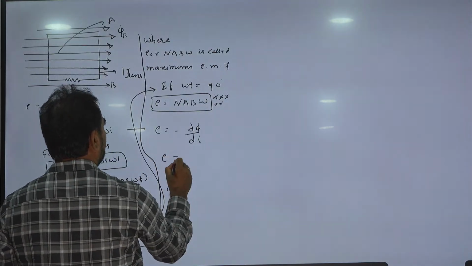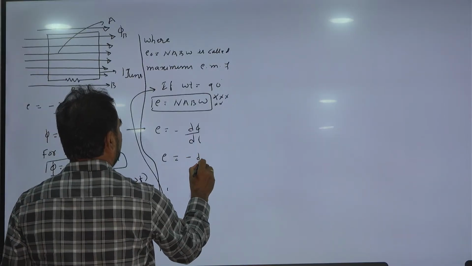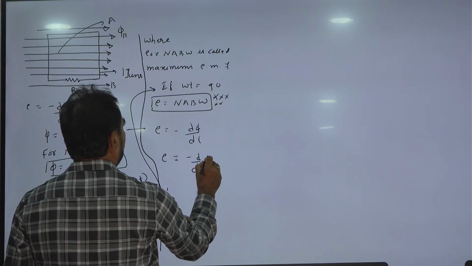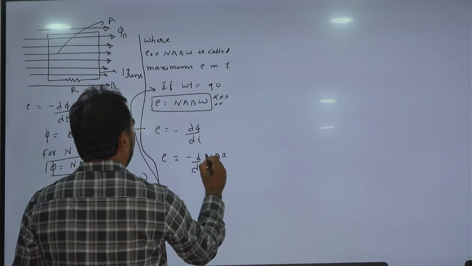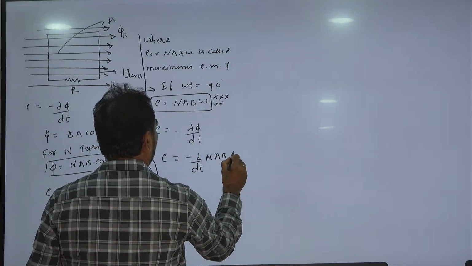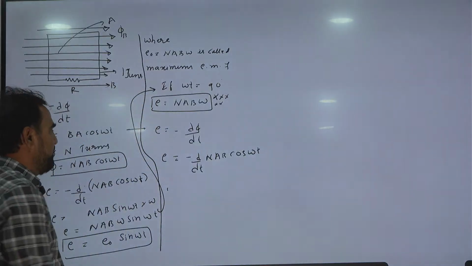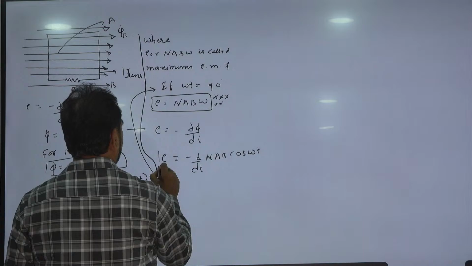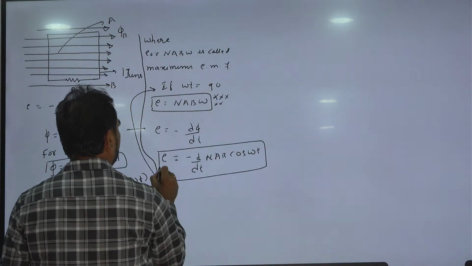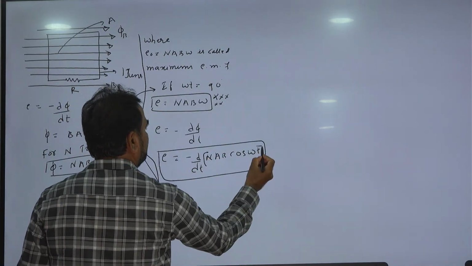E is equal to minus d by dt of NAB cos of omega t. Okay. This is one of the standard formulas for solving different types of problems in JEE Mains.